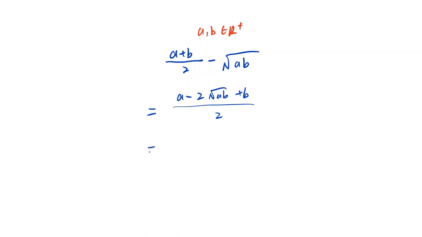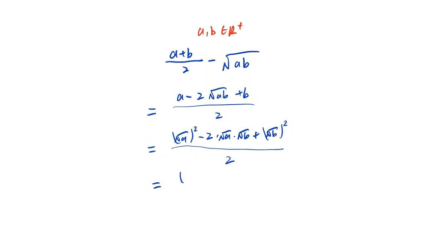Consider a as root a squared, and consider negative 2 square root of ab as negative 2 times the square root of a times the square root of b, plus root b squared, all over 2. This is simply (root a minus root b) squared over 2, which is larger than or equal to 0.